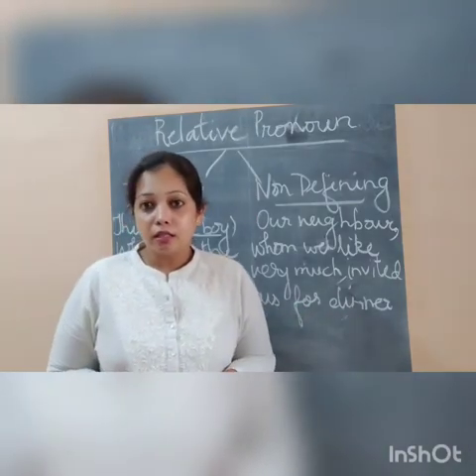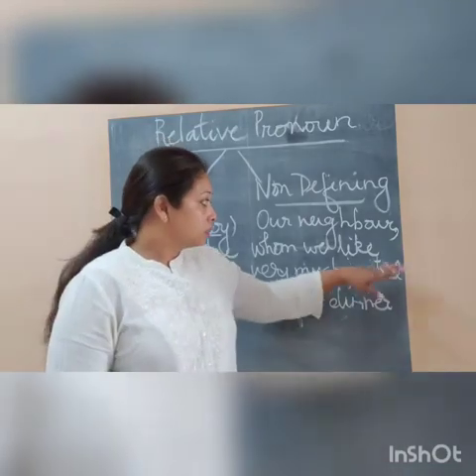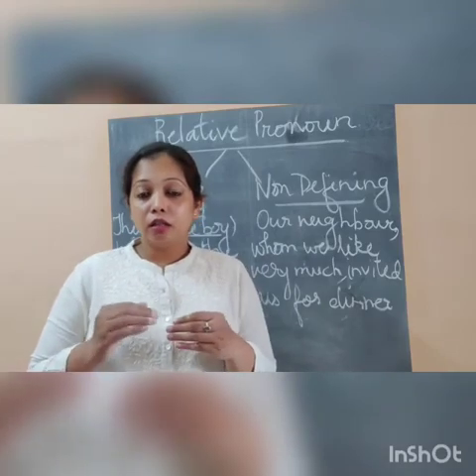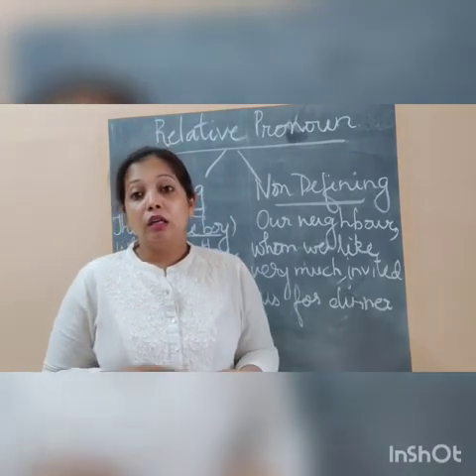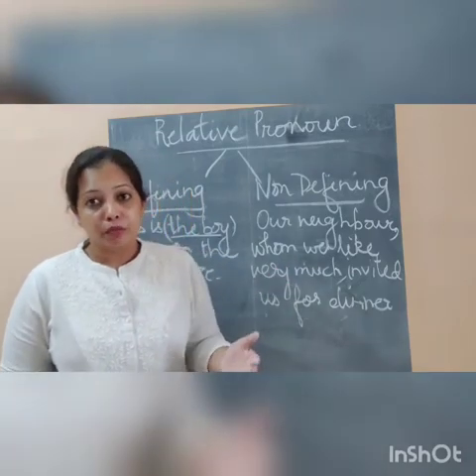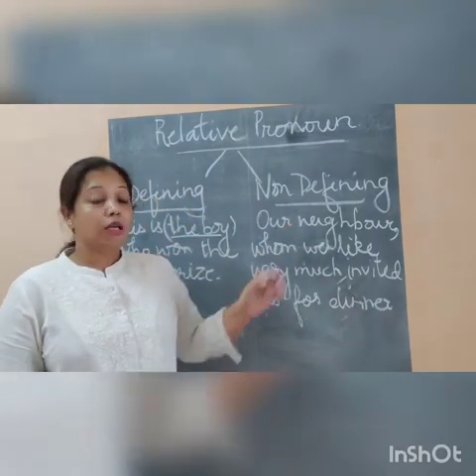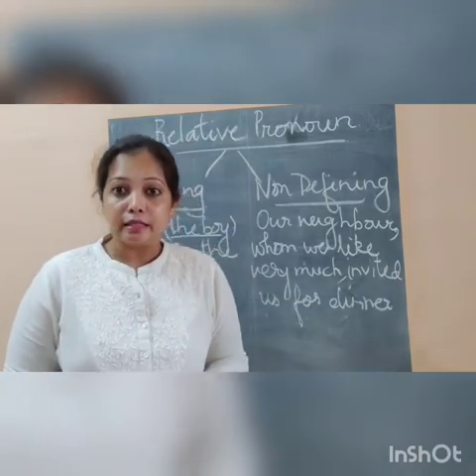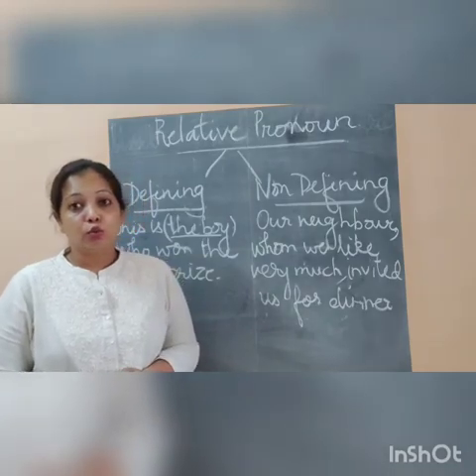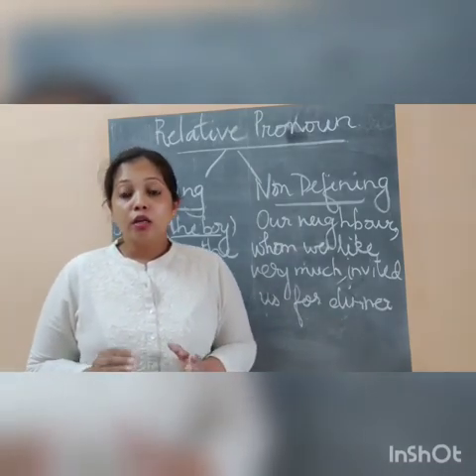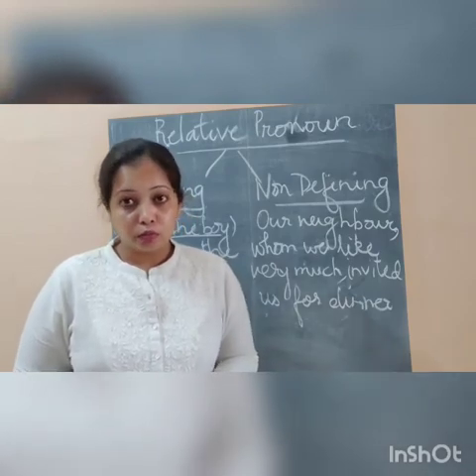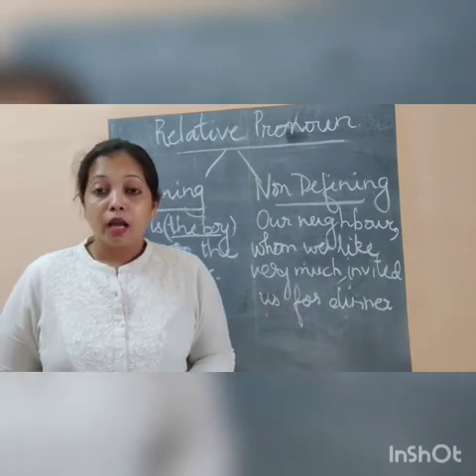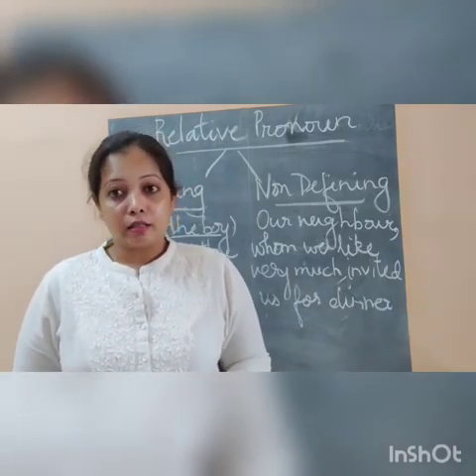In this sentence, there are two commas. This is a clause here. There is extra information given about the neighbors. As we speak in the sentence, we are talking about the neighbors, and extra information is given. That makes it a non-defining relative pronoun. I hope you have understood relative pronouns, and it will help you do the exercise also.